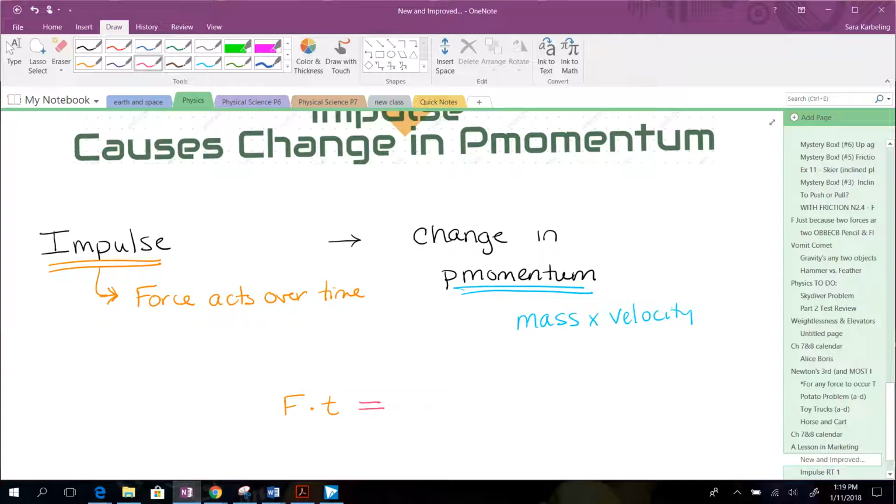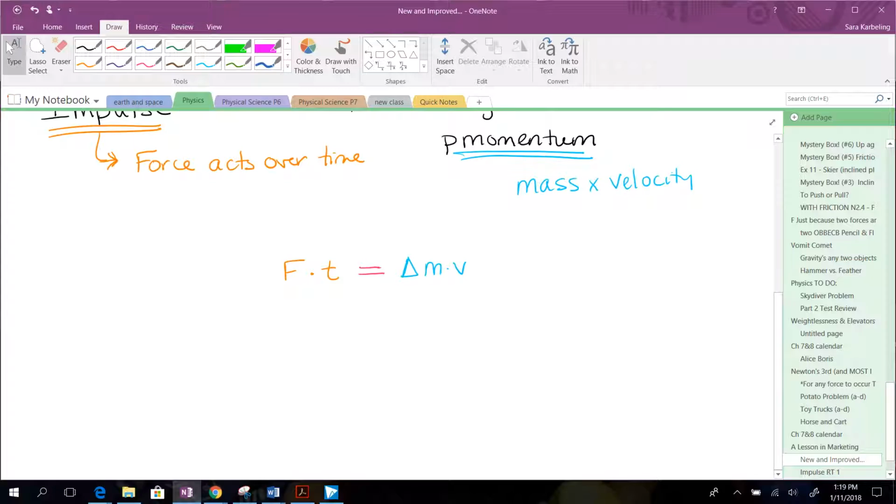Now I'm going to put the delta in there, and some people are going to be happy, and some people are like, no! So I'm going to write it both ways, so I don't want everybody to freak out. So we can say it's the change in mass times velocity. We can write it like that, but some people don't like that delta.